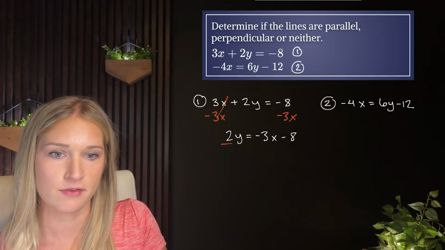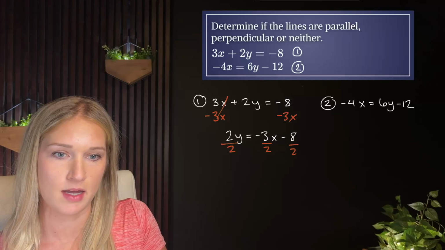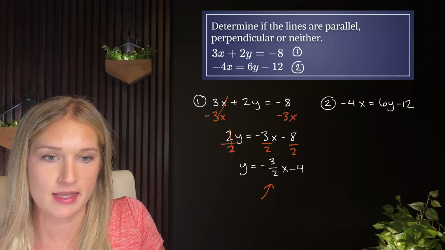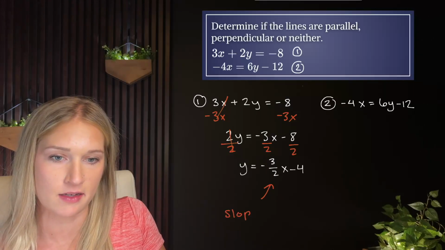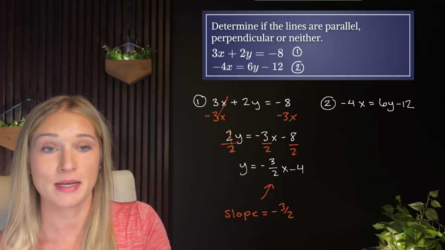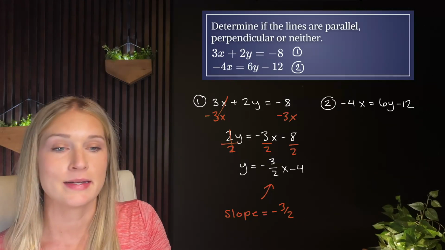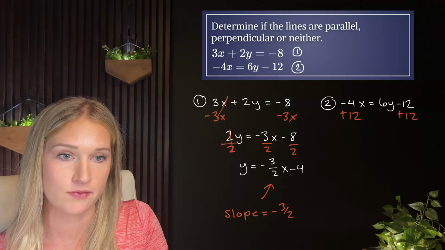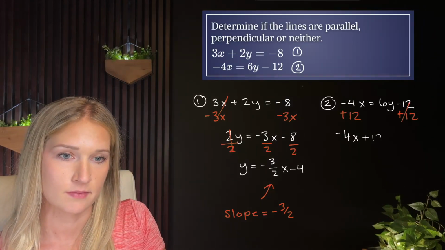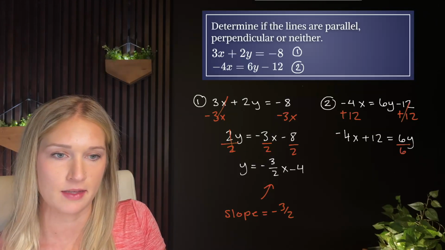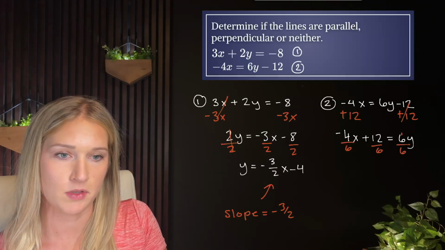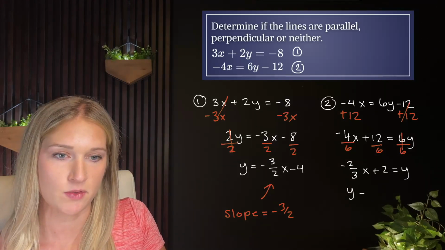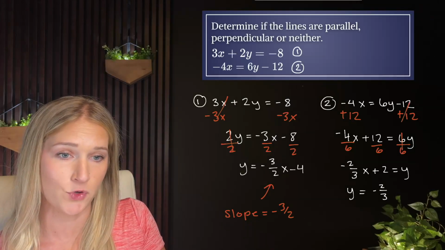And then I divide everything by 2 to isolate my y. My slope in this equation then, that coefficient on x, is -3/2. In my second equation, if I want y alone, now my y is on the right-hand side, so I'm going to go ahead and move everything over to the left. Divide everything by 6, and I will reduce. I can rewrite this with the y on the left just so it looks a little bit more familiar.